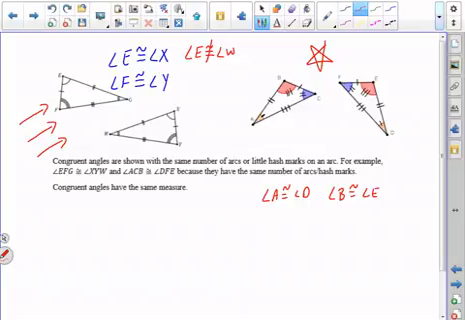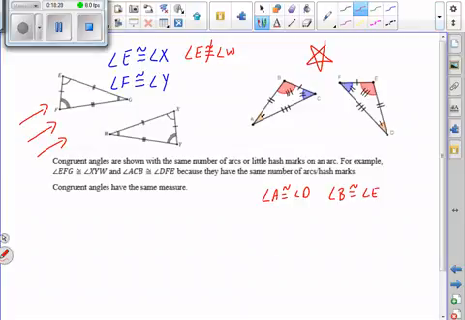So that's pretty much it as far as how you name an angle, how you measure an angle, and how you determine whether angles are congruent or not.